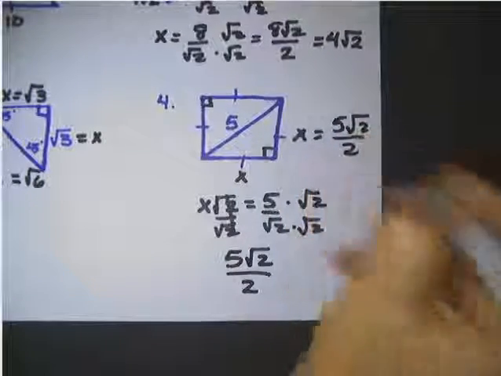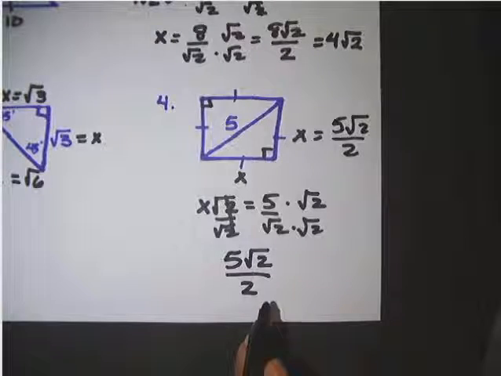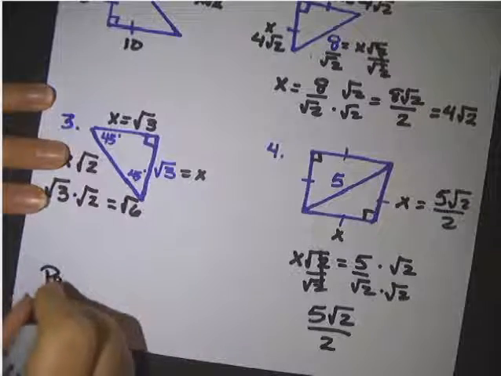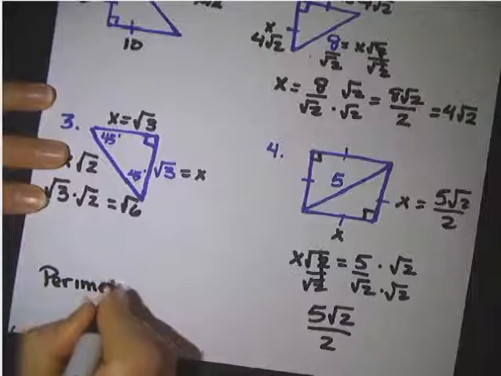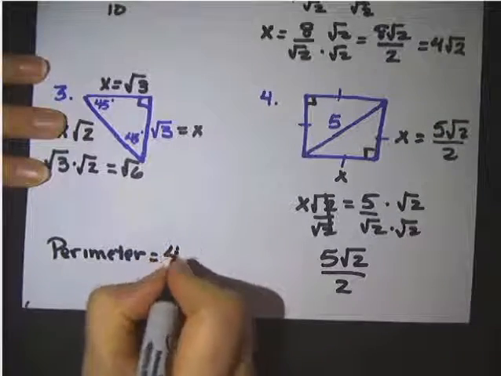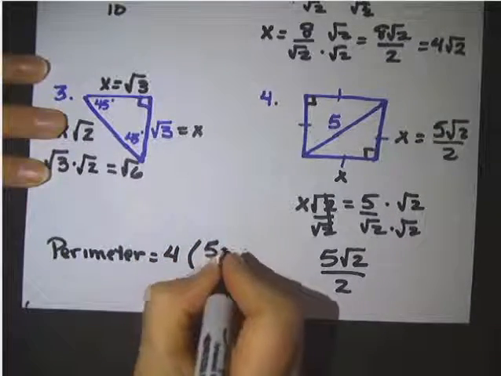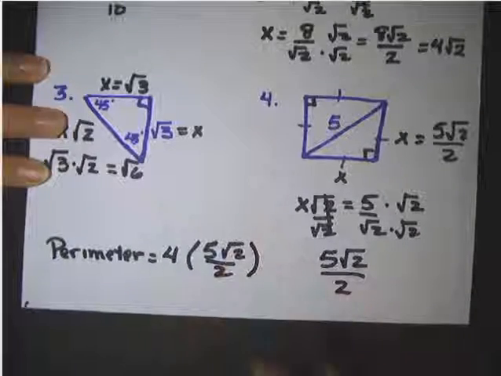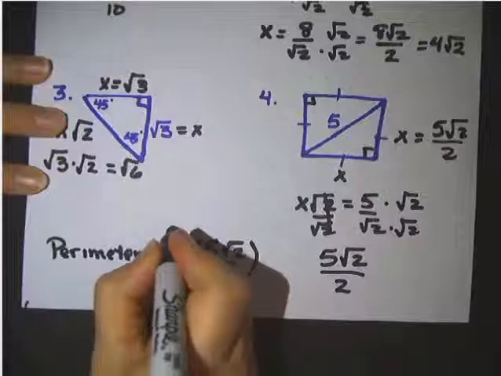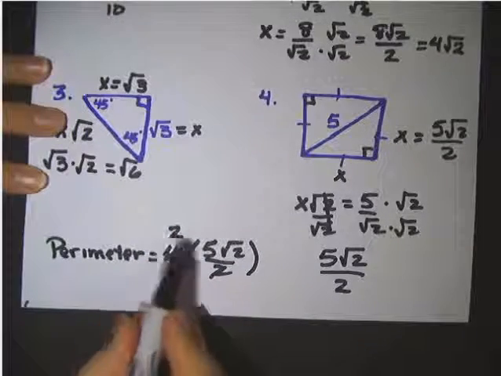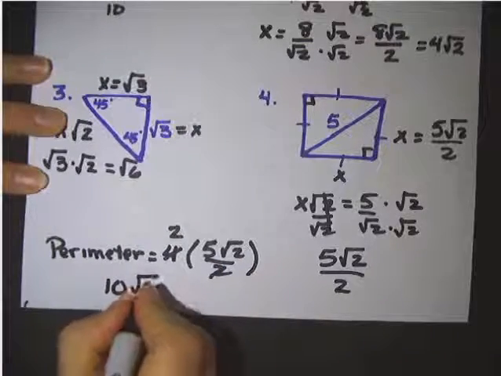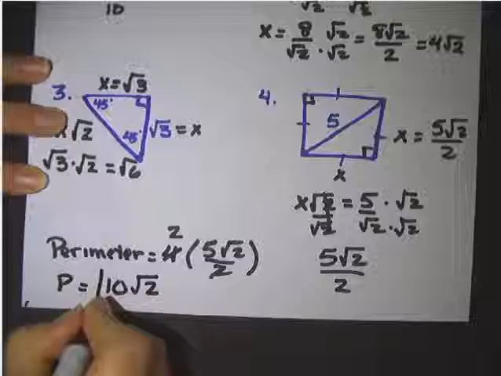Sometimes you'll be asked on this problem to find the perimeter of the square. The perimeter of that square would of course equal 4 sides times 5 root 2 over 2. Just a little arithmetic here. That 4 and that 2 will cancel. So you have 5 times 2 is 10. Don't multiply into a root, so your perimeter is 10 root 2 if you need all 4 sides added up together.